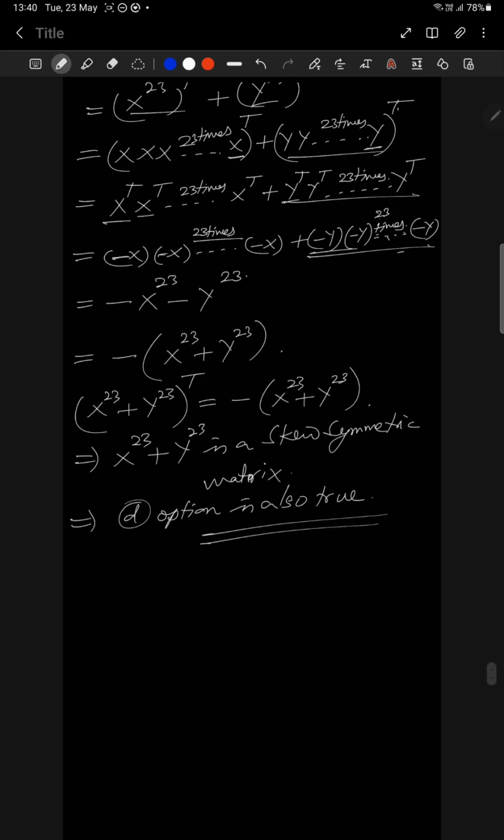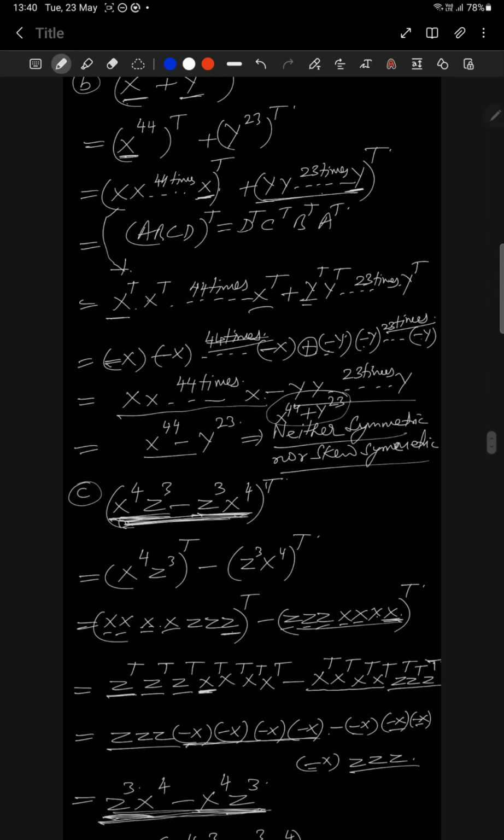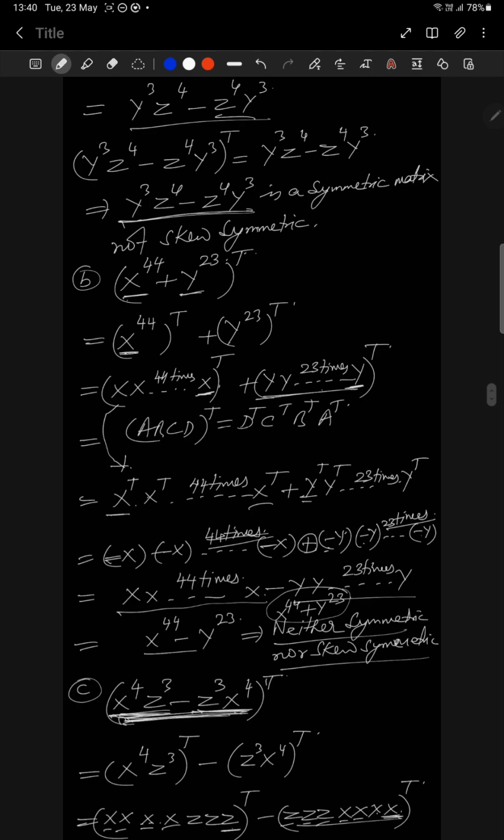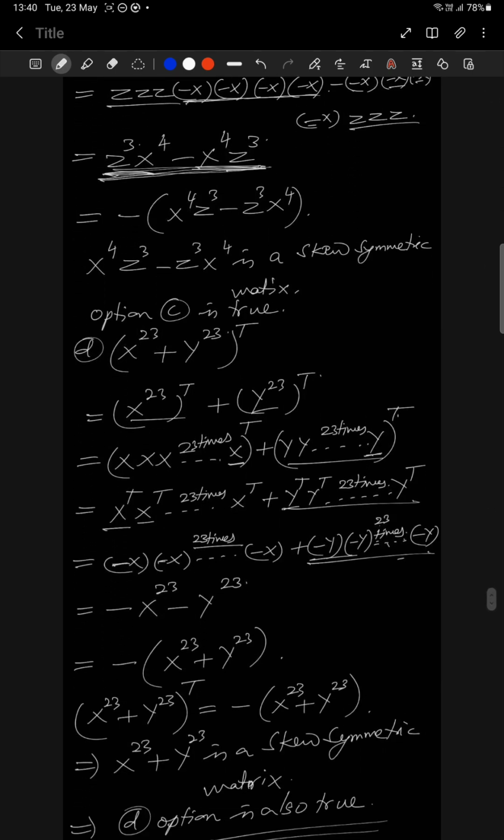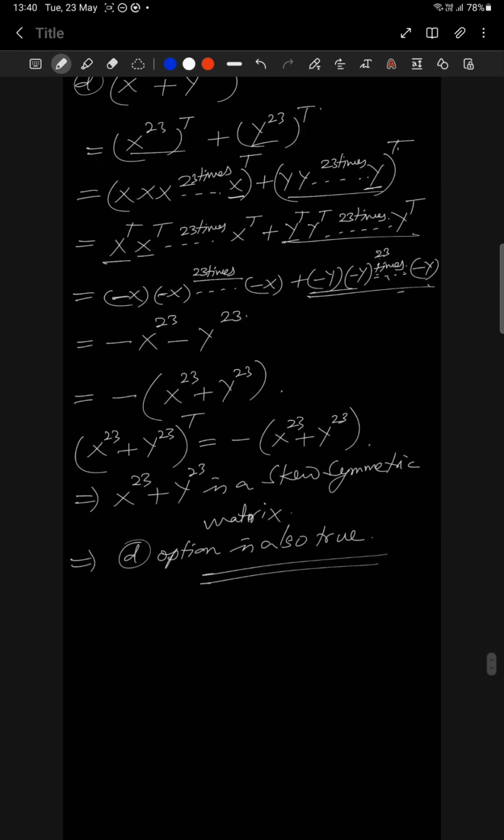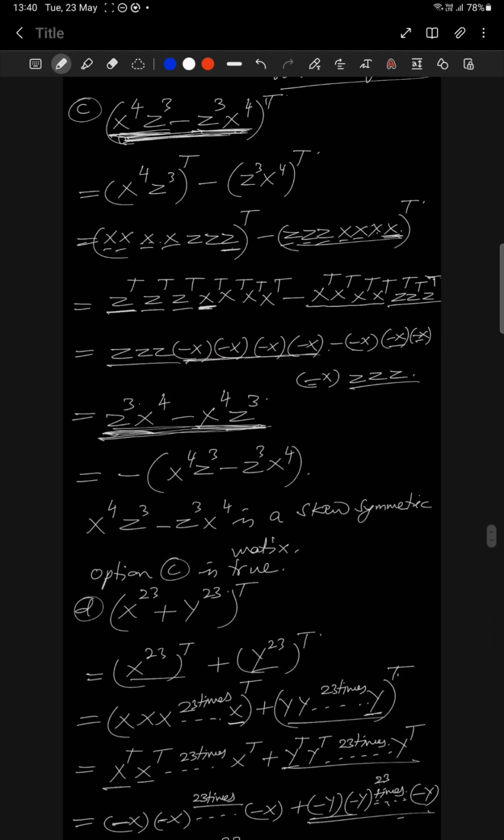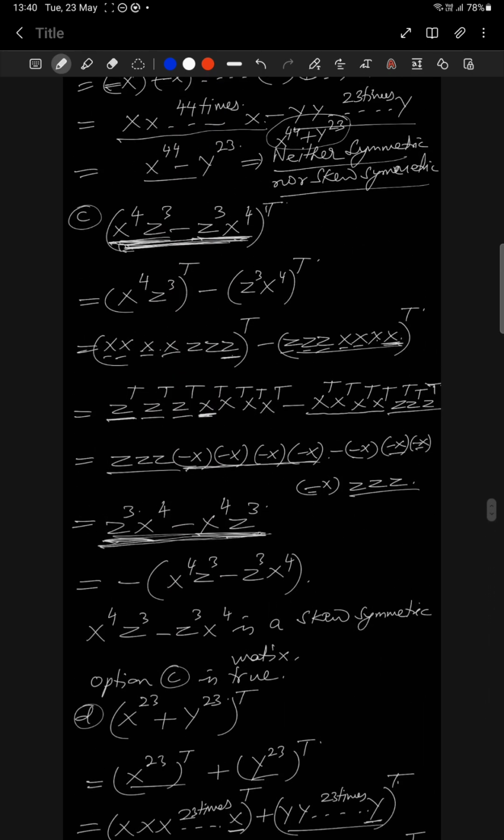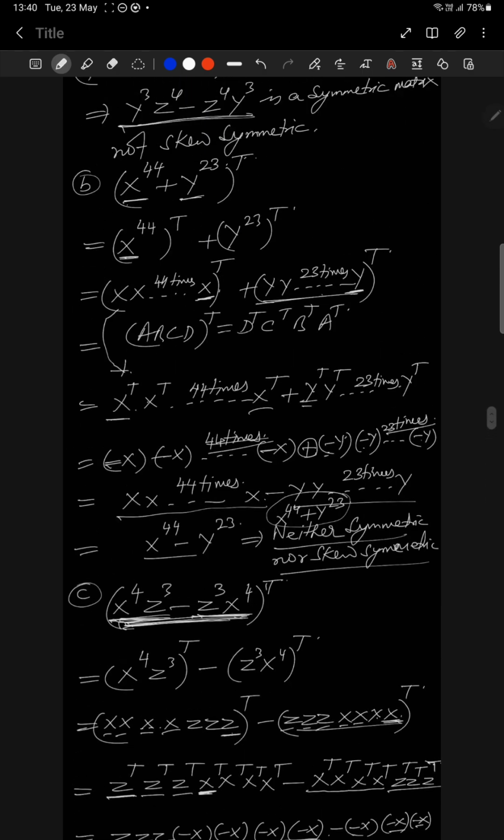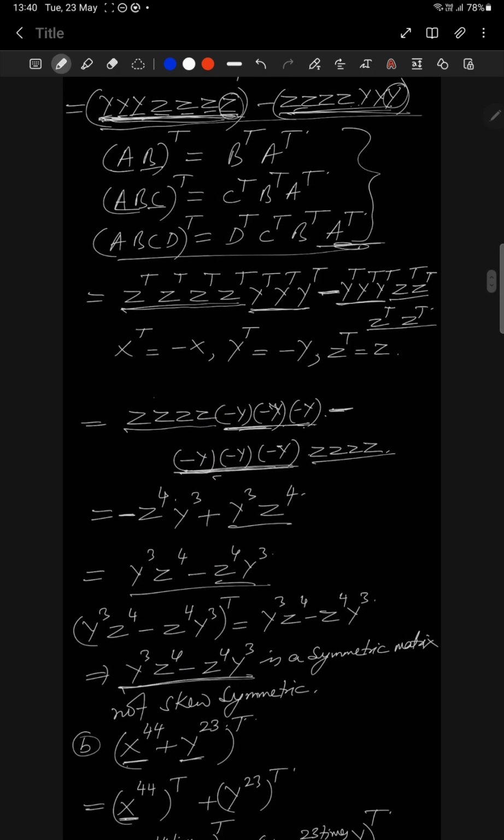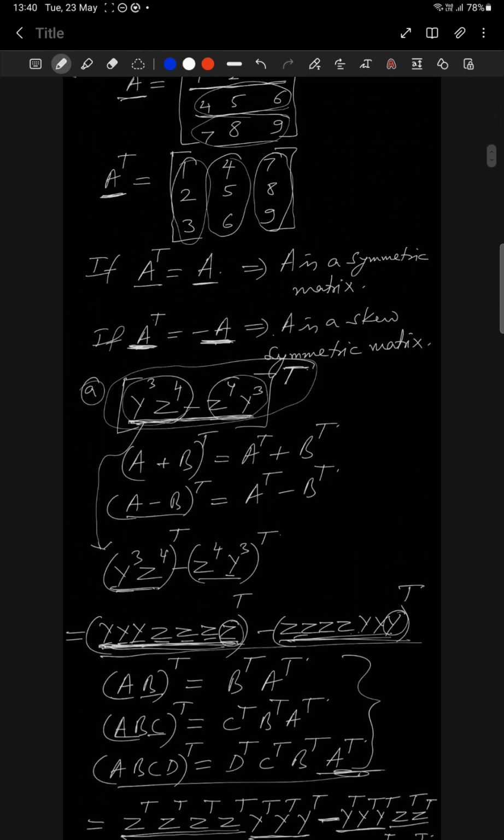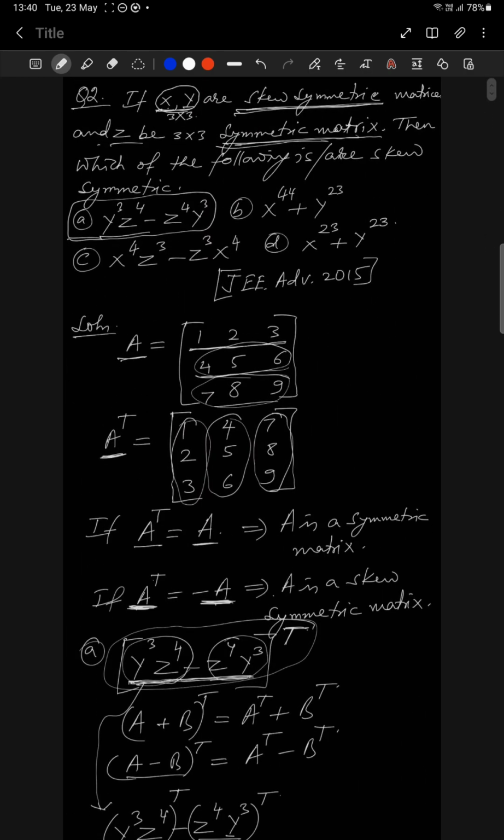So there are two correct options here, which we have proved: D is proved, and the other one is C. Out of these four options, C is true and D is true. That is your answer. Thank you.